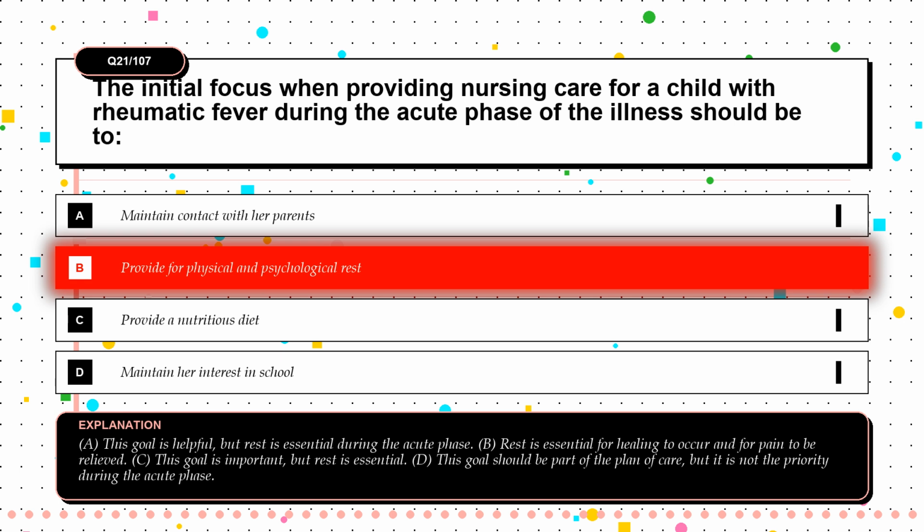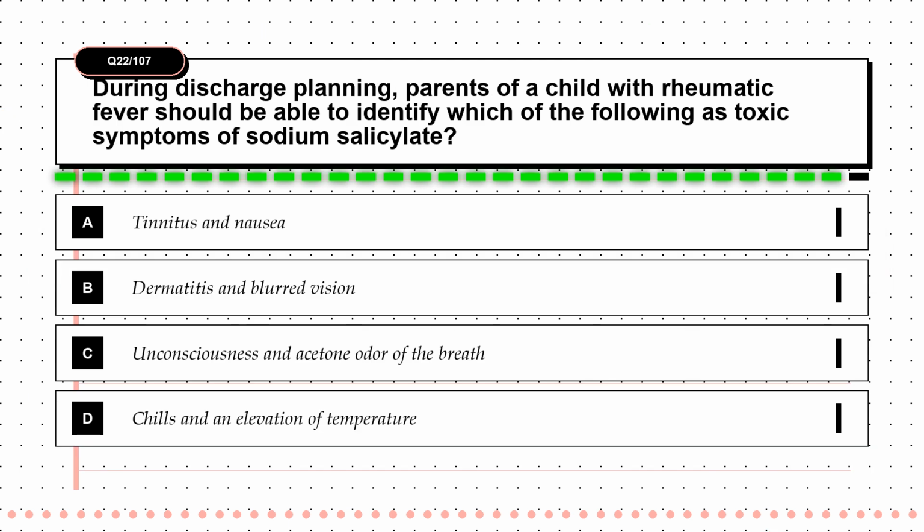Question 22. During discharge planning, parents of a child with rheumatic fever should be able to identify which of the following as toxic symptoms of sodium salicylate. Here are the options. Option A. Tinnitus and nausea. Option B. Dermatitis and blurred vision. Option C. Unconsciousness and acetone odor of the breath. Option D. Chills and an elevation of temperature.